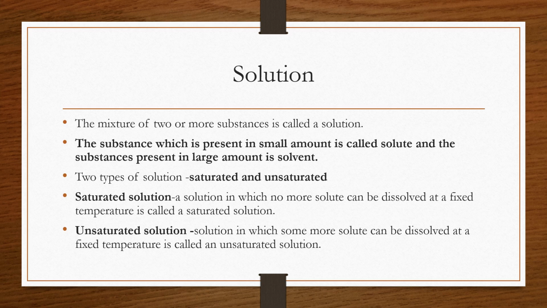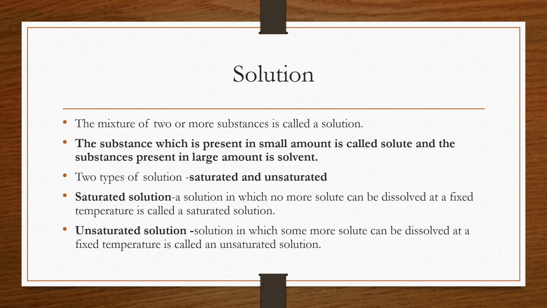The component which is present in smaller amount is known as solute, and the component present in larger amount is known as solvent. Like in the case of salt solution, the salt is added in smaller quantity, so that will be called solute, and the medium in which it is added, which is in larger amount, is called solvent.